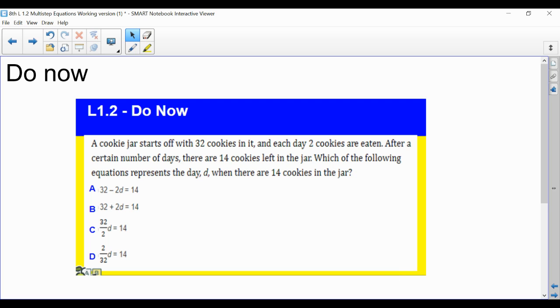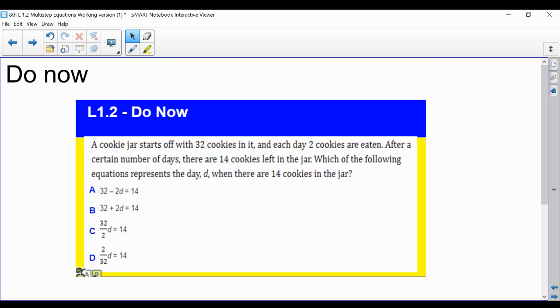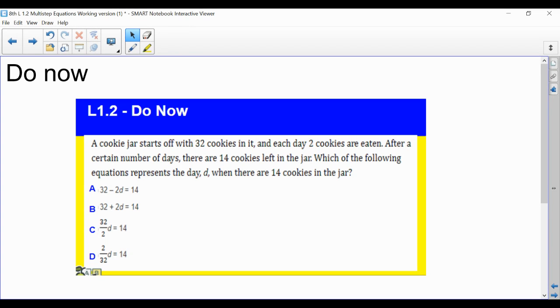We're going to talk through all of these do nows and take a look at the language that's in there that gives us clues about which equation is correct for the word problem. So the first one, a cookie jar starts off with 32 cookies in it, and each day 2 cookies are eaten. After a certain number of days, there are 14 cookies left in the jar. Which of the following equations represents the day D when there are 14 cookies in the jar?